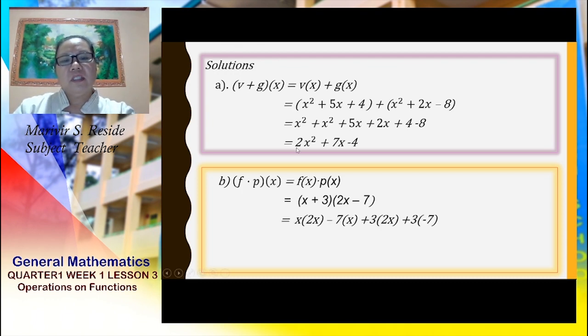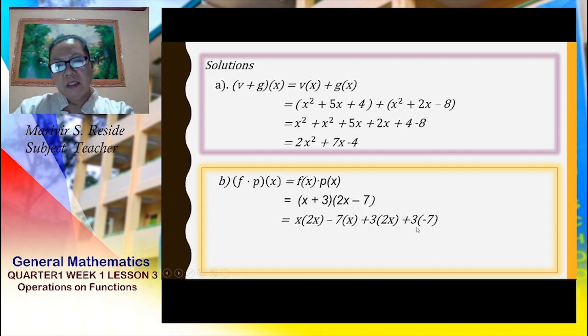x multiplied by 2x, and then x multiplied by negative 7. So from these two, we will obtain x times 2x minus 7x. The second term to be distributed is 3 multiplied by 2x, and 3 multiplied by negative 7. So we have these two here.